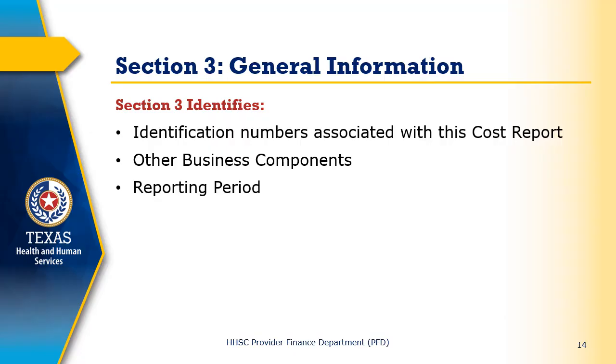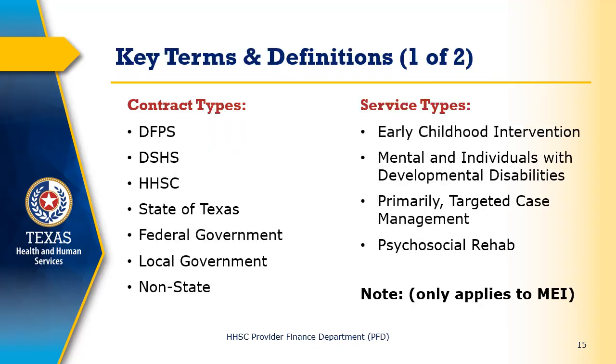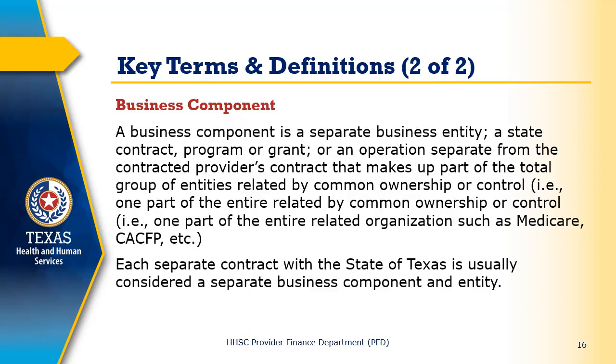Let's begin with a review of key terms and definitions for this section of the cost report. In this section of the cost report, understanding the contract types and service types is crucial. The contract type options include DFPS, DSHS, HHSC, State of Texas, federal government, local government, and non-state. The service type options include early childhood intervention, mental and individuals with developmental disabilities, primarily targeted case management, and psychosocial rehab. The service types only apply to MEI cost reports.